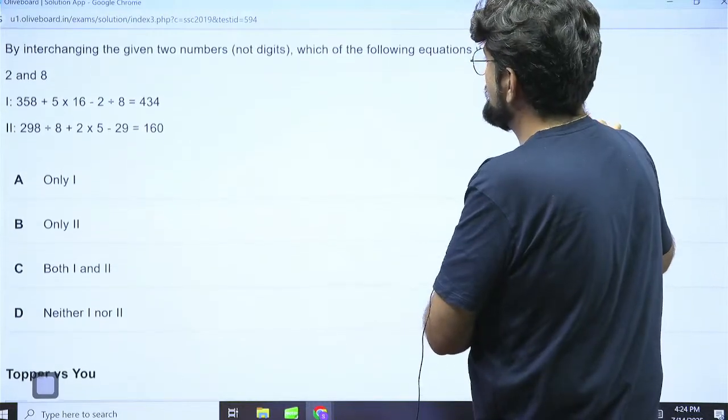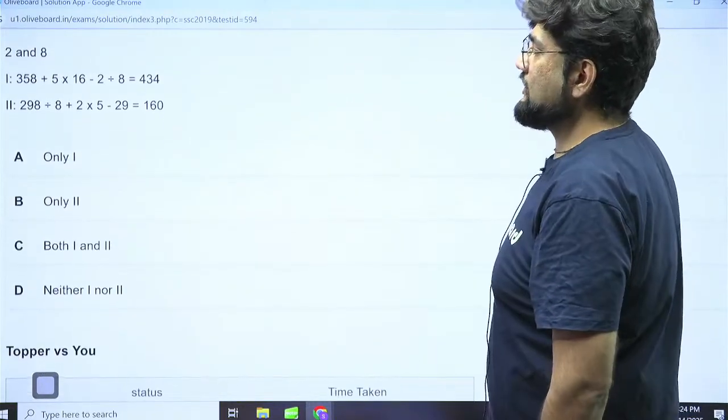By interchanging given two numbers, which, not digits, okay, which of the following equations will be correct?